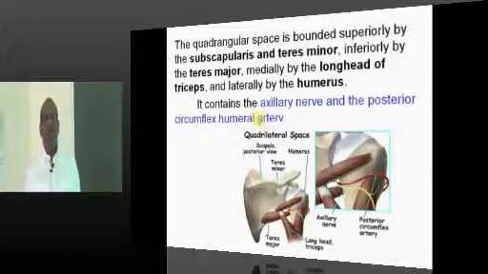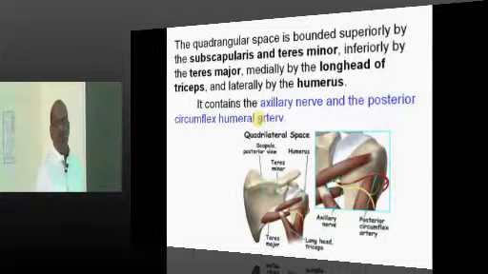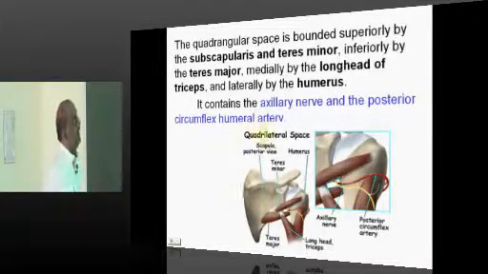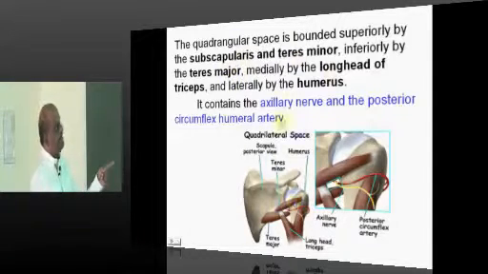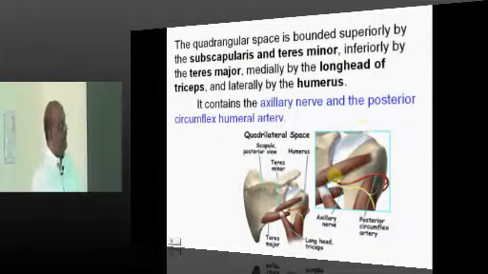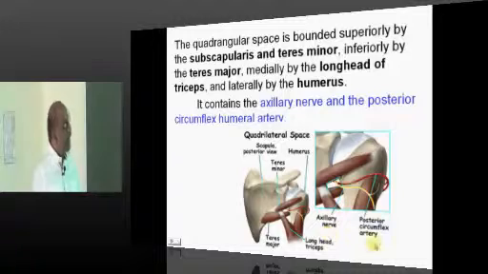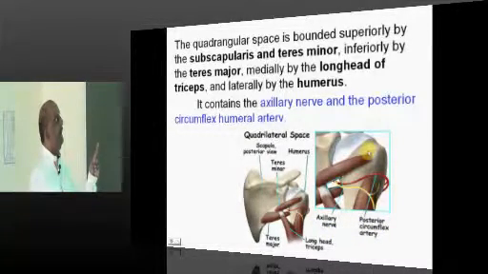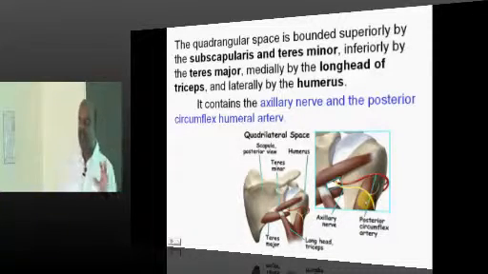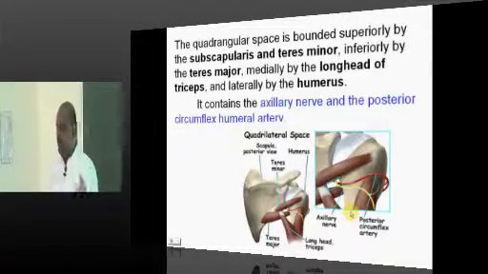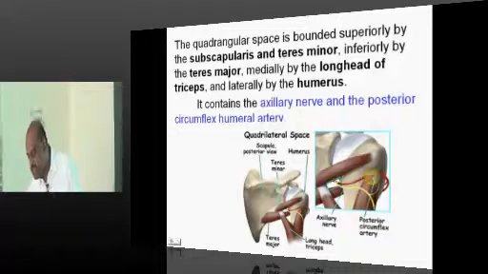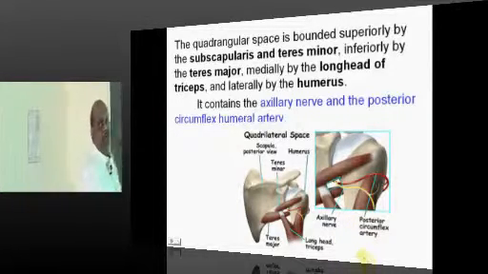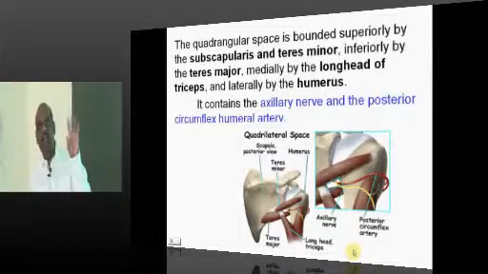Now what is the quadrangular space? This is a very standard question. The subscapularis and teres minor will be superior, teres major will be inferior, medially the long head of the triceps and laterally the humerus are the typical boundaries of the quadrangular space is what needs to be basically remembered.